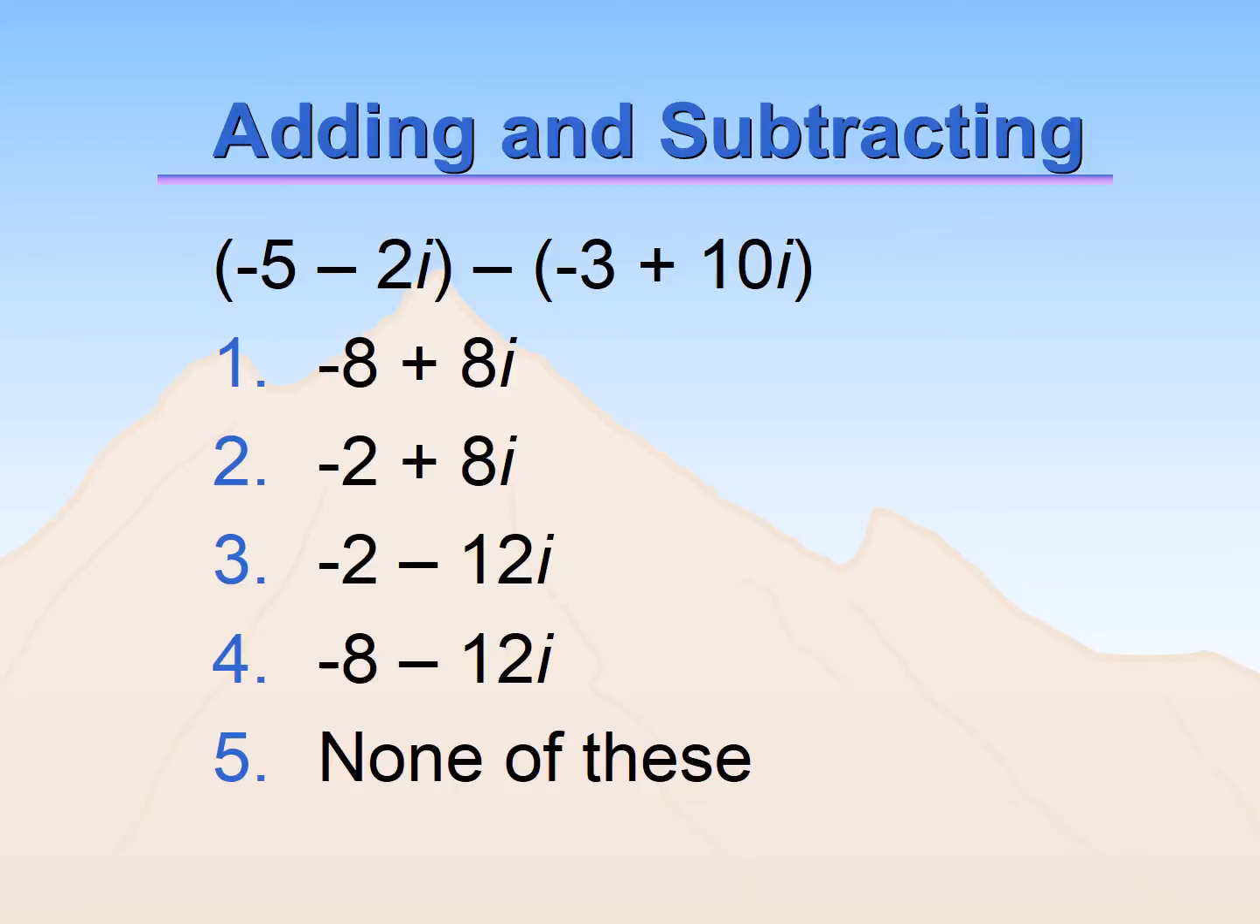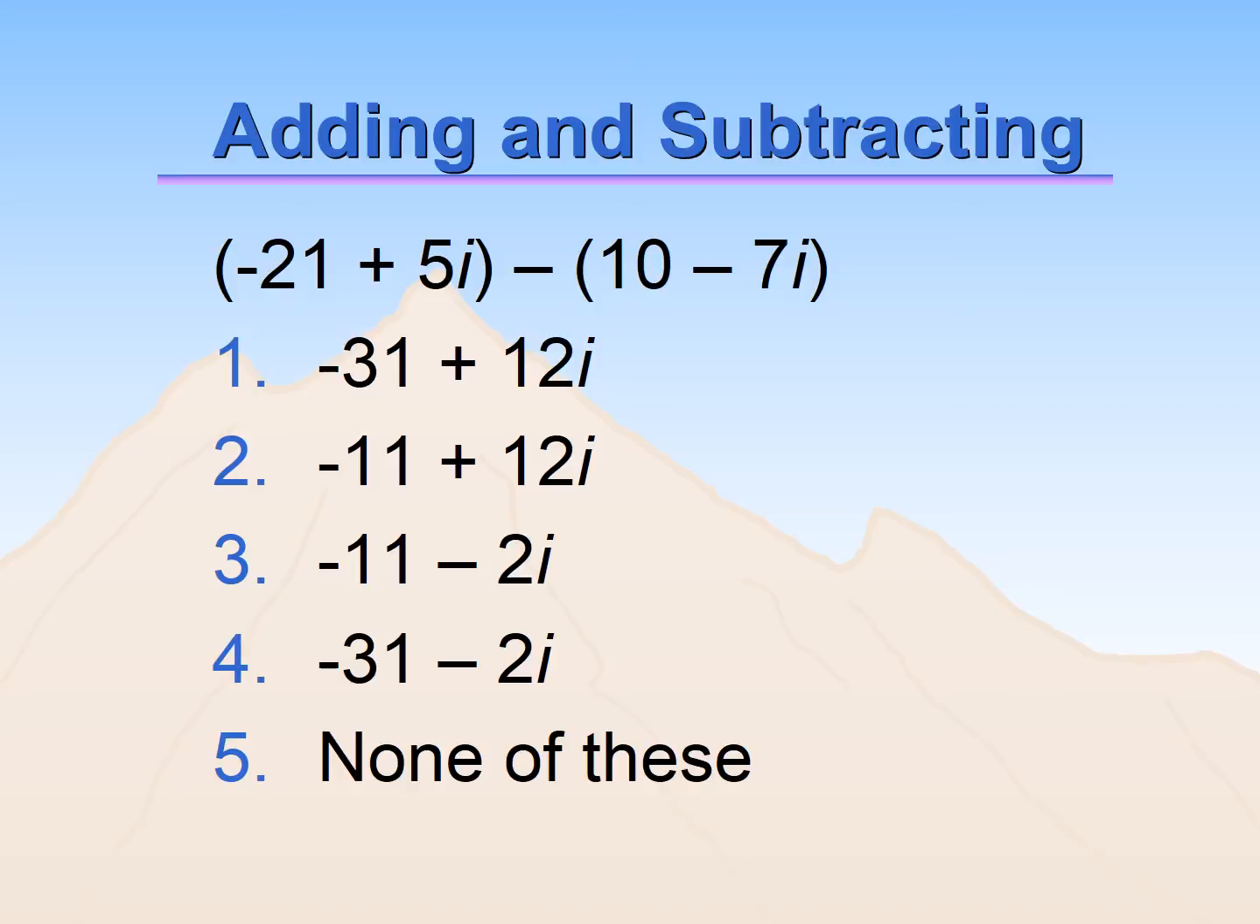So let's go ahead and look at this. This one is subtracting. So before you can subtract, you actually have to distribute the subtraction. So you're going to have minus negative 3, which is actually plus 3. And you're going to have minus 10i, which is negative 10i. So if you're combining, you have negative 5 minus negative 3. So negative 5 plus 3, which is negative 2. So that means it's either going to be option 2 or option 3. And then you have negative 2i minus 10i. So negative 2i minus 10i is negative 12i, which means that option 3 is the correct answer.